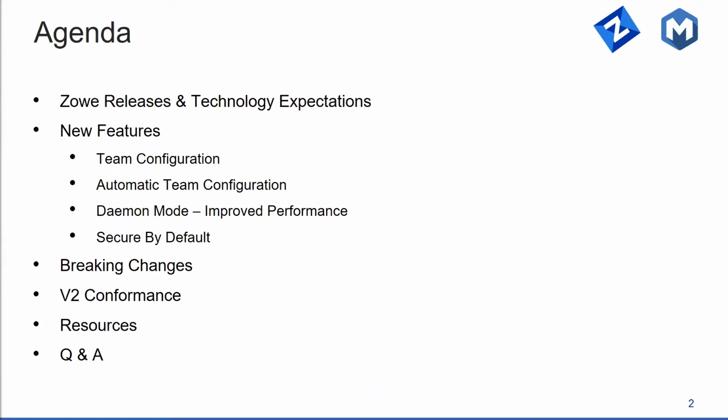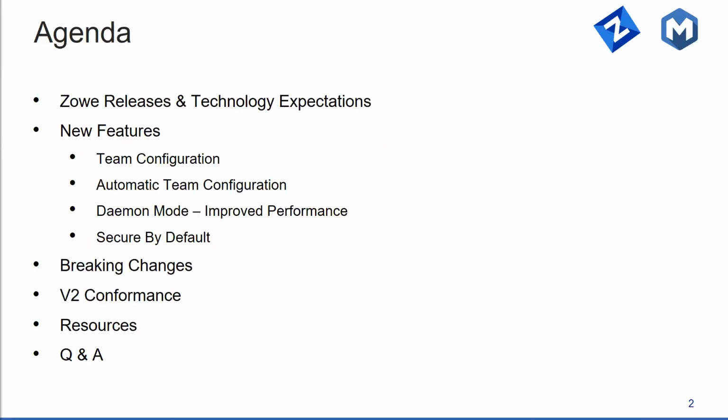The agenda I put together today will kick off with talking about the Zowe releases, the scheduling, and the technology expectations from all of you extending our technologies. We'll then jump into the key new features of Zowe CLI. These include team configuration, automatic team configuration, Daemon mode, which provides improved performance, and the secure credential store, which was previously a plugin, is now a default feature in the core Zowe CLI.